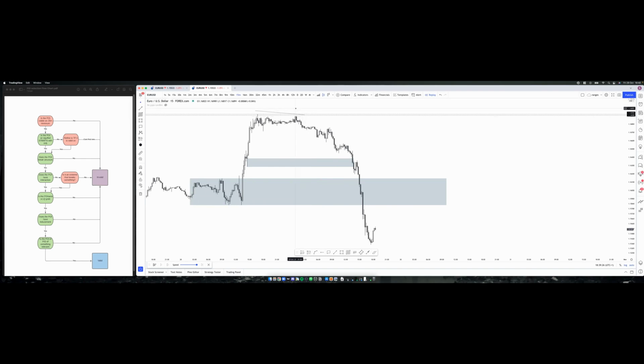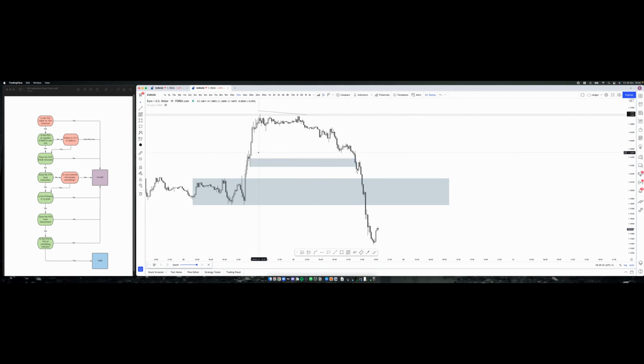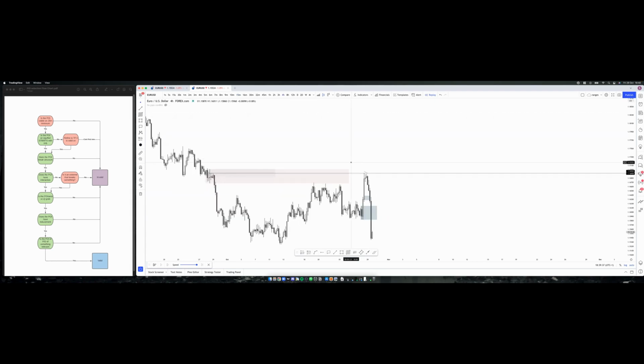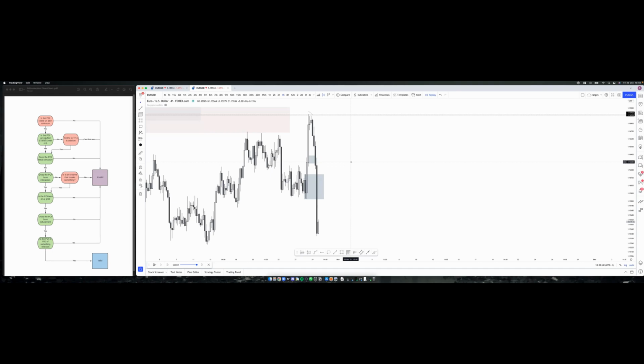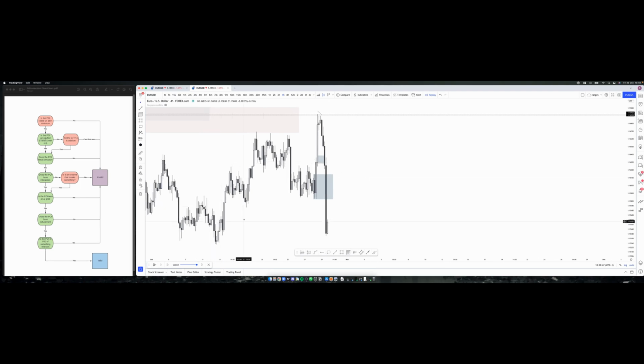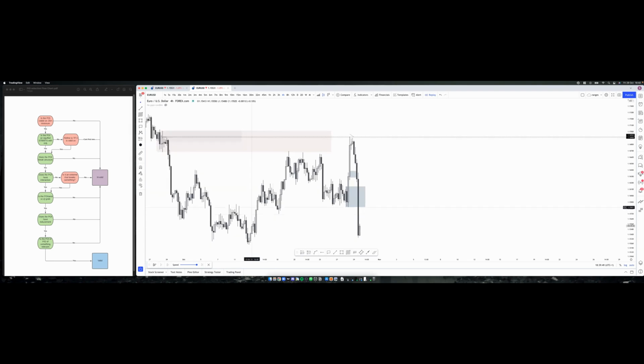Sam, but that 15-minute demand that you just marked, isn't that inducement for the 4-hour level? Can't we look at it like that, or do you need an inducement on the 4-hour? Yeah, exactly. You can't validate higher time frames off lower time frames. It doesn't work like that. Do you know what I mean? You can't all of a sudden go, okay, well, here's a 4-hour level, cool.